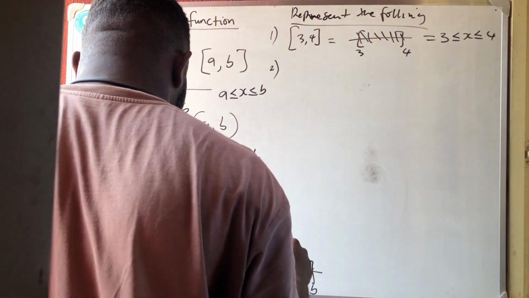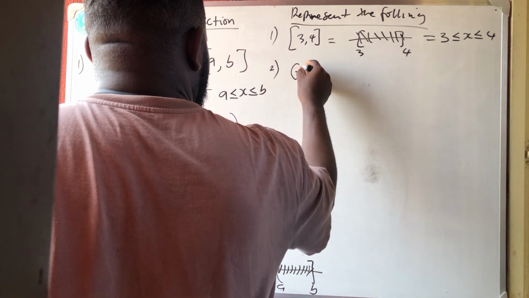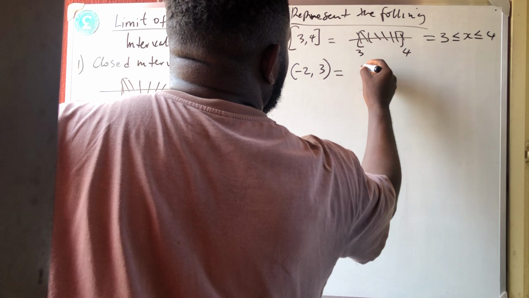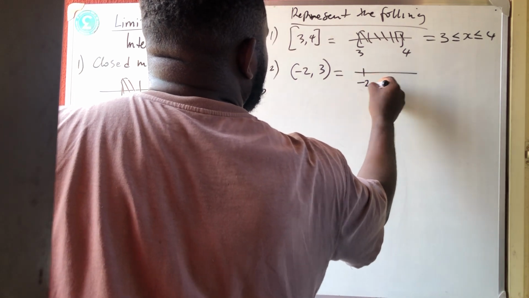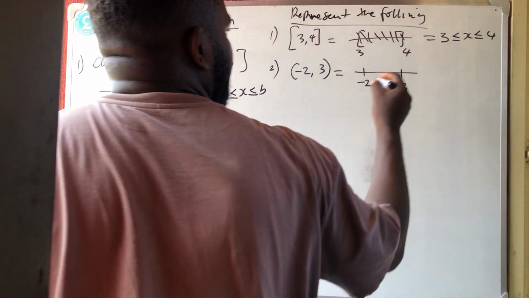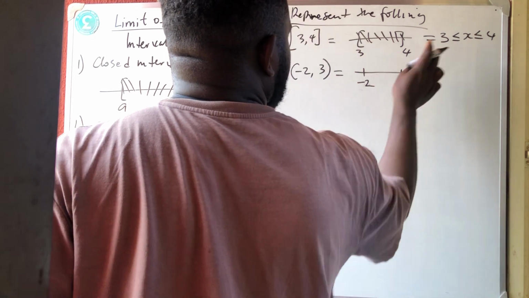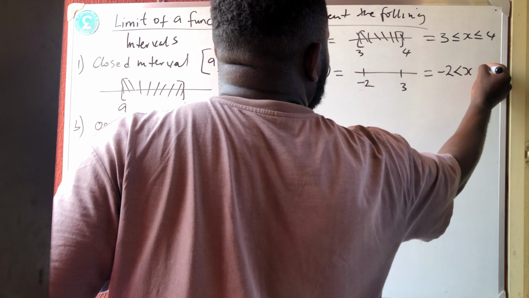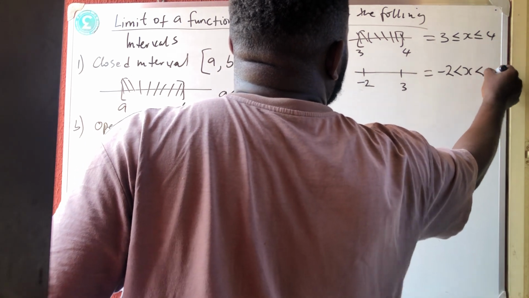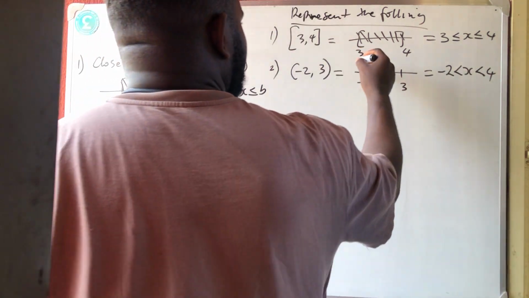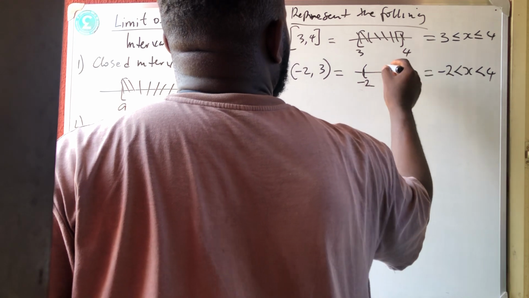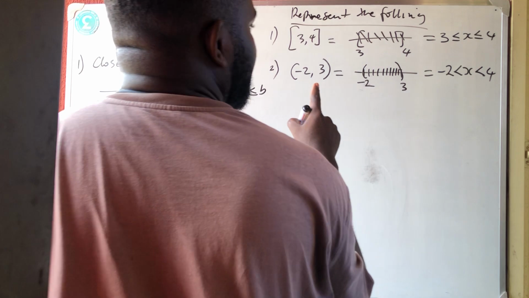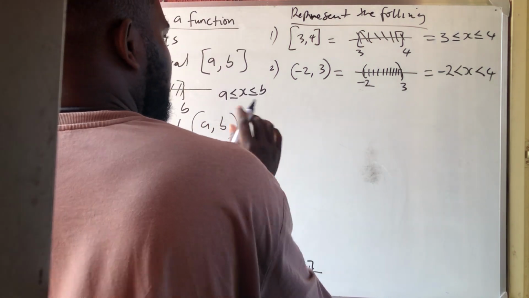Number 2 says (-2, 3), like this. So this is -2 and this is 3. How do you represent it this way? You have that -2 is less than X, which is less than 3. So I'm having open brackets like this, which means the only things involved are just the things inside. -2 and 3 are not involved.